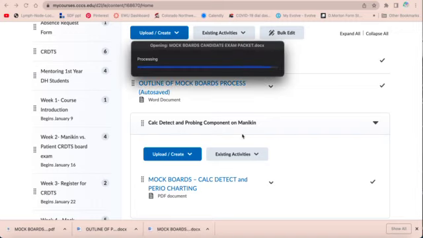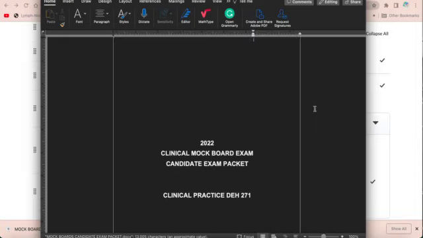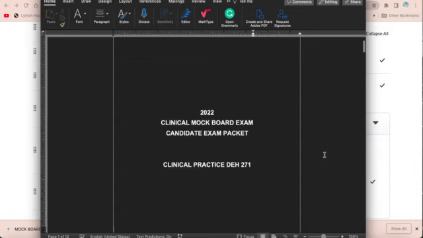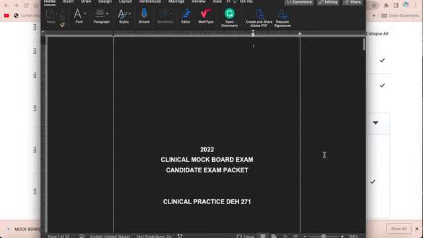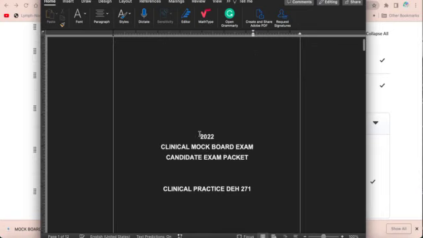Get that to open up. So I will have these exam packets prepared for you when you come to clinic. You are not responsible for printing these off, which I need to update the date because this is from last year, so those will be updated.